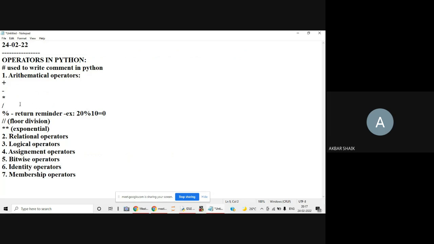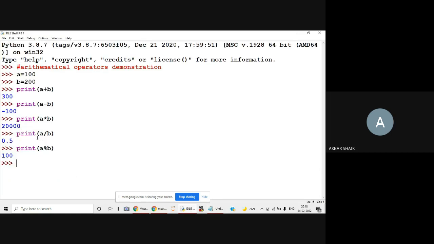What about this slash? Slash is going to return the quotient. So what is meant by quotient? Example: 20 slash 10 is equal to 2.0. This is nothing but a quotient. Here, if you want, you can check with other numbers also.